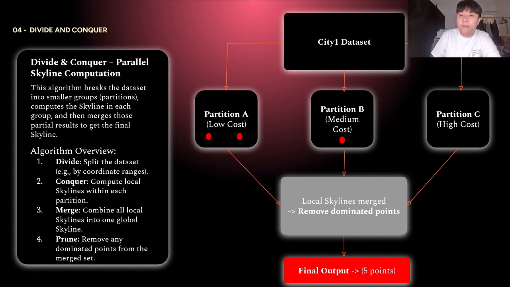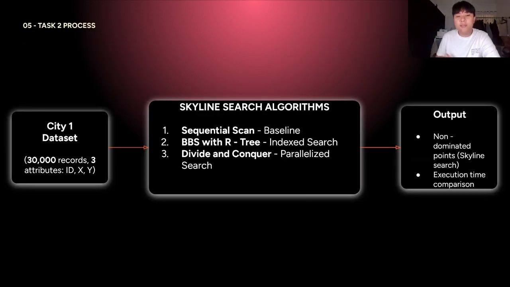Those are the skyline points, and it also shows the execution time, the speed at which each algorithm works. So to summarize, this is the overall task 2 process.